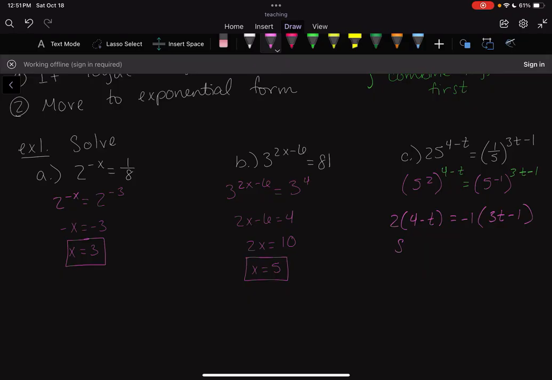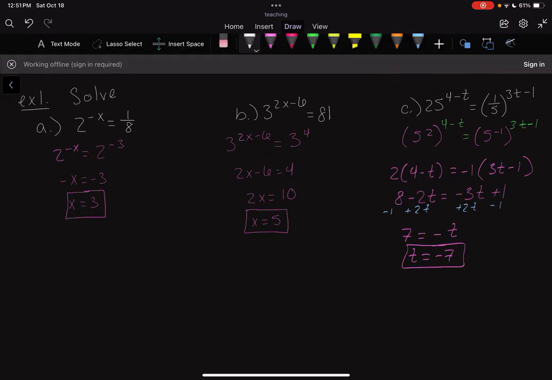First, I'll distribute, so I get 8 minus 2t equals negative 3t plus 1. I will combine like terms. So if I add 2t and I'll subtract 1, I get 7 equals negative t. So t equals negative 7. So that one was a little longer.